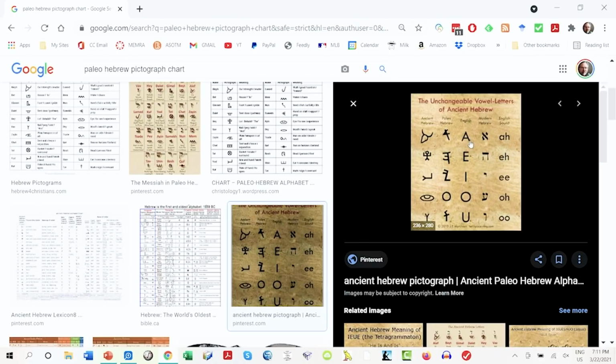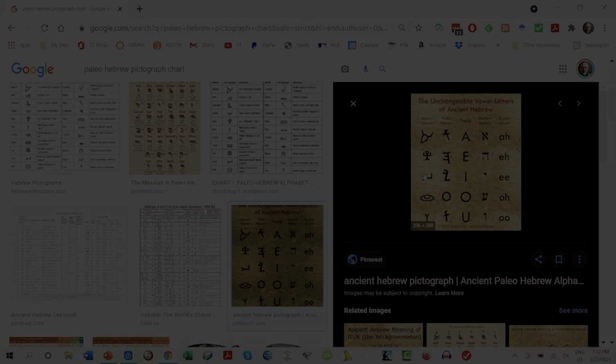The idea is that we take Hebrew words and we convert them to pictures, and then it's like story language or picture language. Okay, that is linguistically bunk.